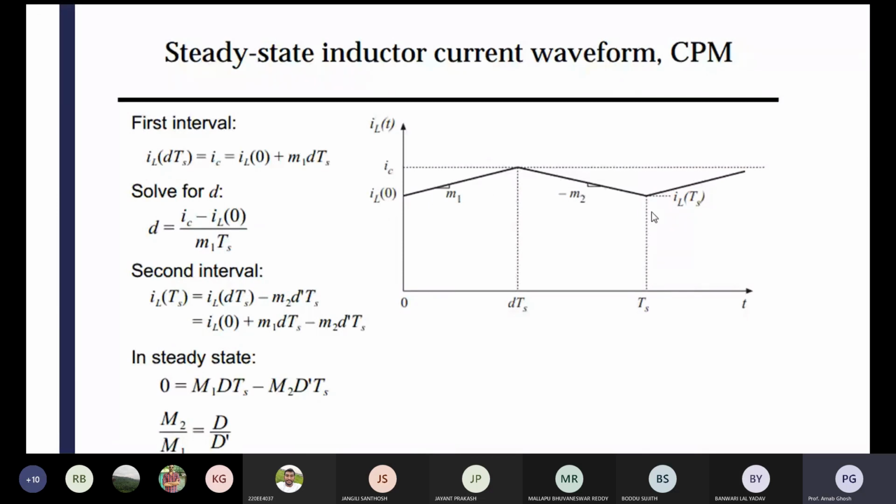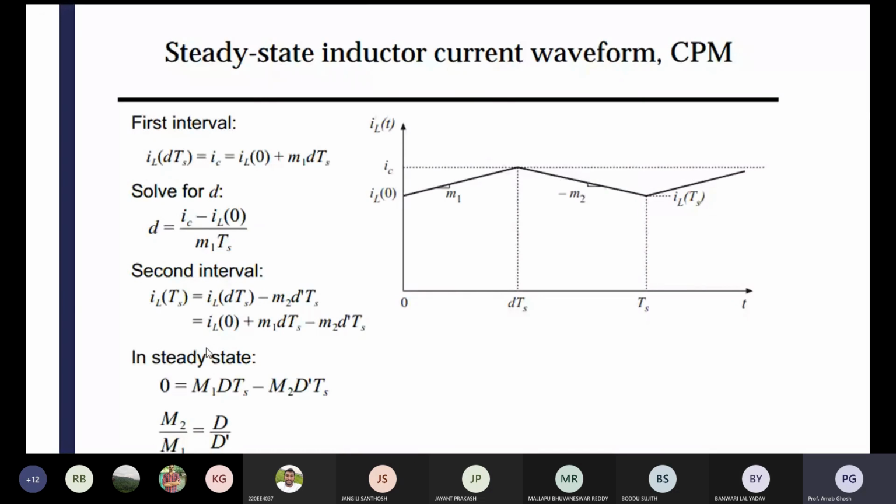But for the second interval, we now have to find ILTS. ILTS means again Y equal to minus MX plus C. So C equals the value ILDTS, so ILDTS minus M2 D dash TS. Again, ILDTS equals IL0 plus M1 D TS, so you can replace that value. In steady state, ILTS and IL0 are both the same, so you can cancel each other on the left and right hand sides.